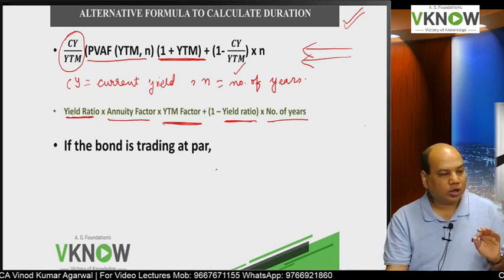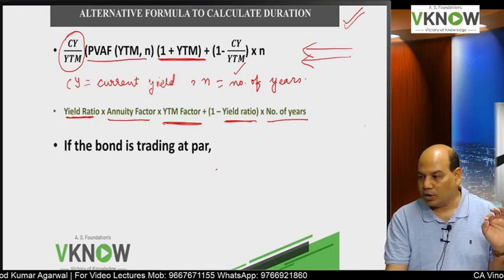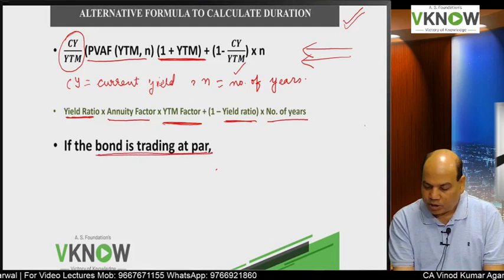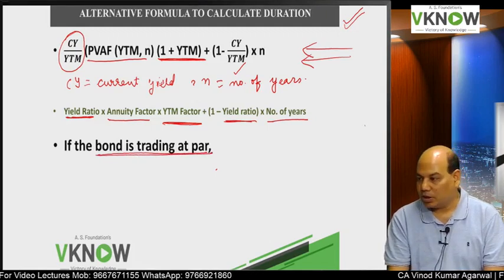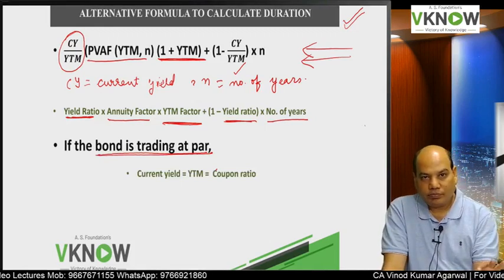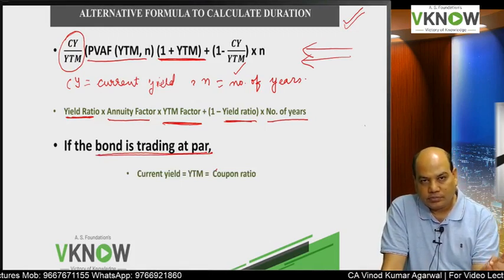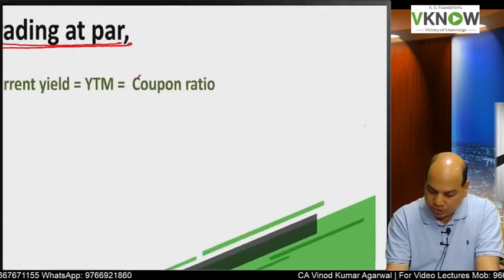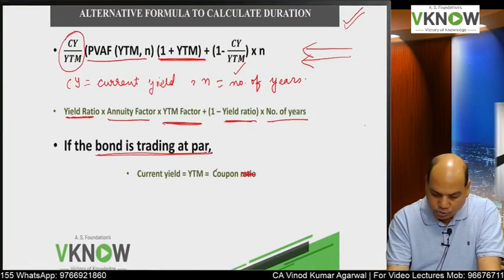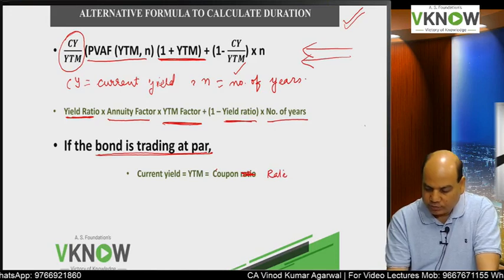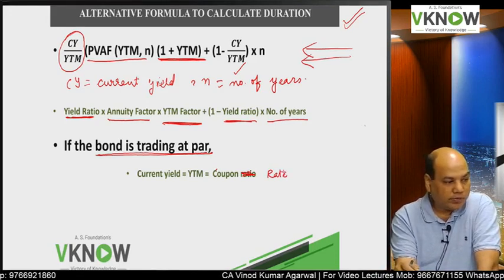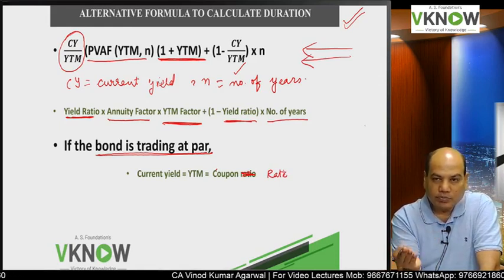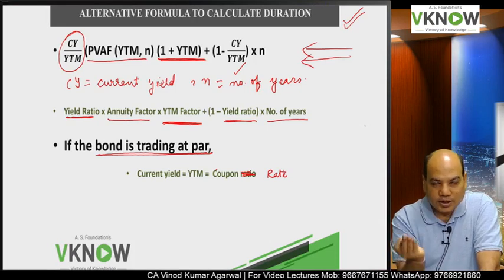Now see one small shortcut formula. Shortcut formula will be applied only when the bond is trading at par. The bond is trading at par. Now tell me, bond is trading at par, current yield is equal to YTM, which is equal to coupon rate. Just write coupon rate. We have proved yesterday in one of the discussions that if bond is trading at par, redeemed at par, coupon rate, YTM, current yield are equal.